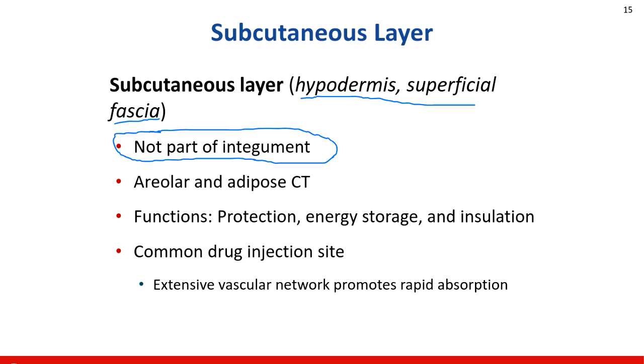Don't be fooled. It is not part of the integument. It's primarily made up of loose connective tissue, areolar connective tissue, and adipose connective tissue. So if it's made up of adipose connective tissue partially, what are some of the functions of adipose? Because those functions will carry over to the functions of the subcutaneous layer.